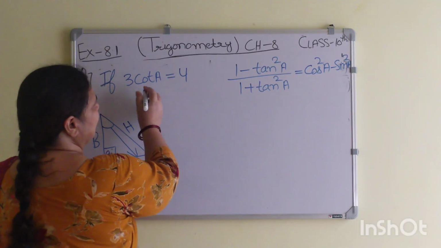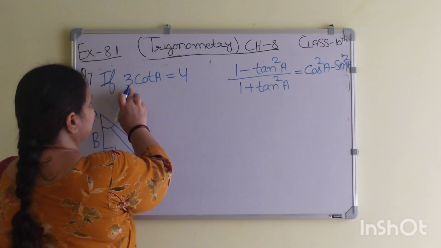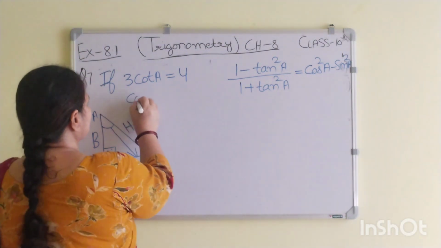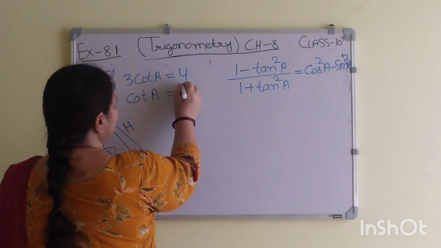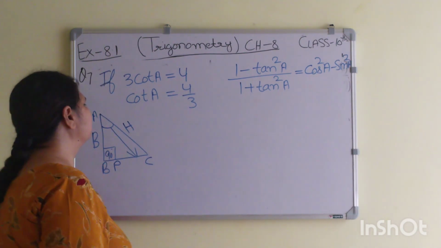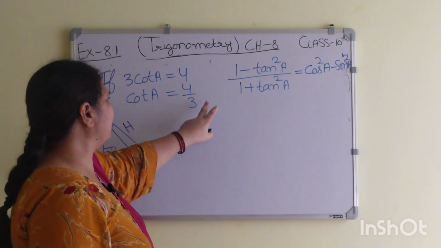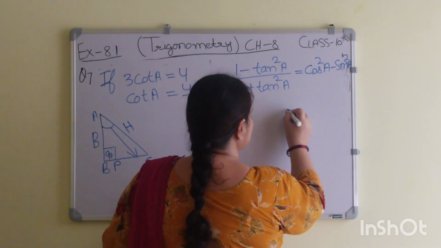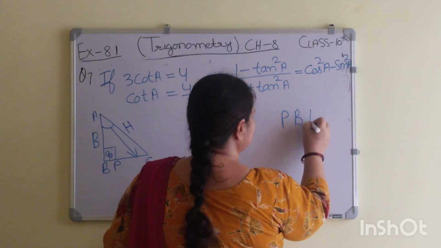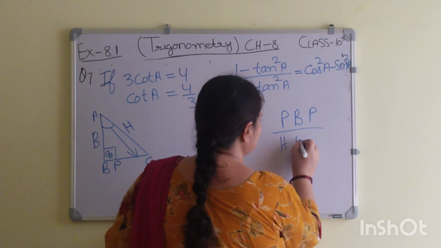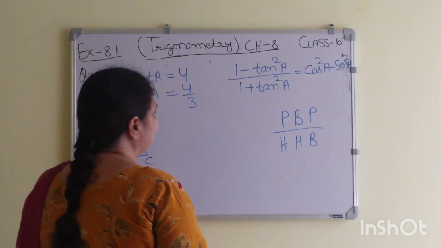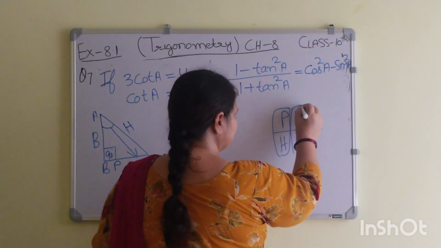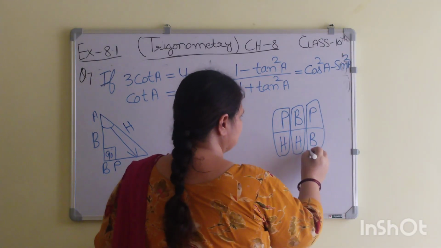So now let's start to solve. Here 3 cot A is equal to 4, so cot A is equal to 4 upon 3. Now you know that cot is, here this is for sin, this is for cos, this is for tan.